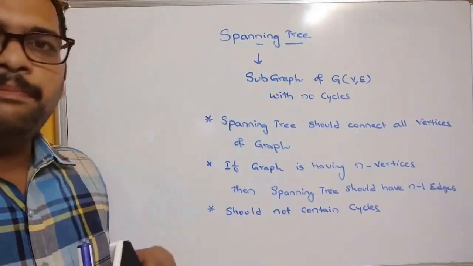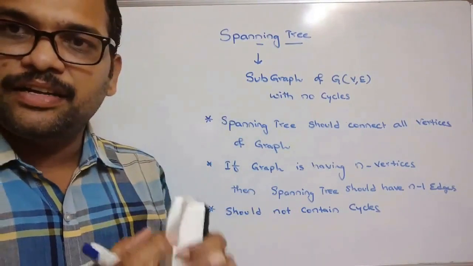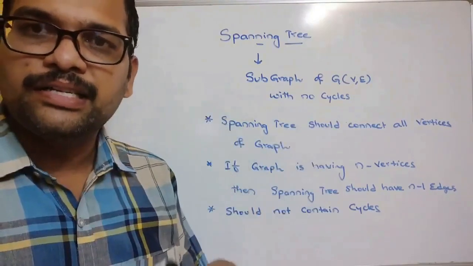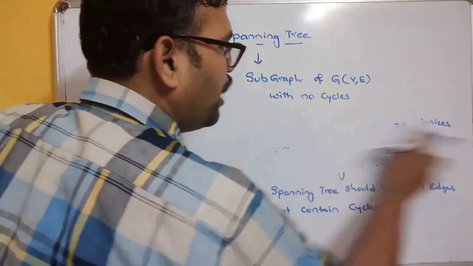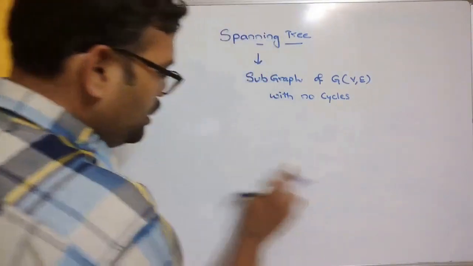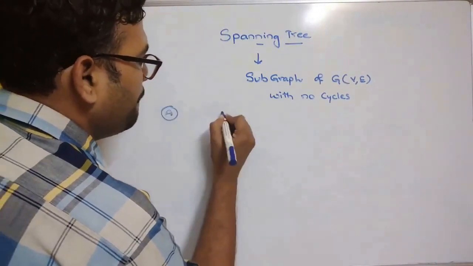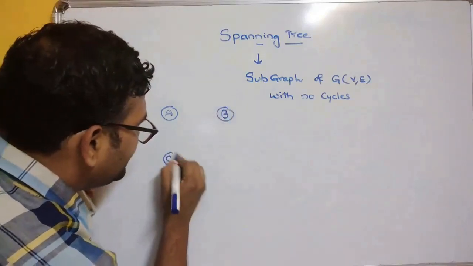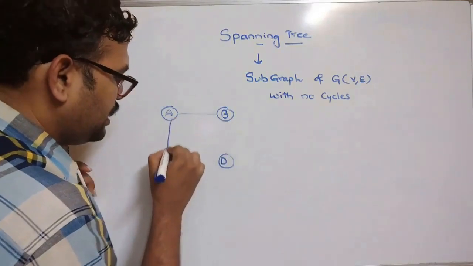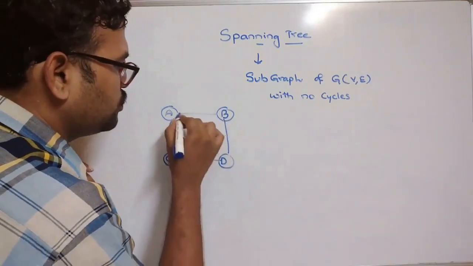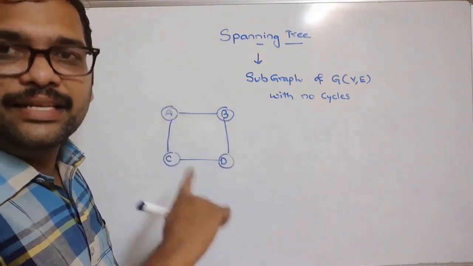So let us take one example, and we'll see how to construct the spanning trees. First we'll consider the graph, and then we'll construct the spanning trees from that particular graph. We have to follow all the rules, right? So let us take an example with 4 nodes: A, B, C and D. These are the 4 nodes, and this is a connection between all these nodes. So this is a graph, okay? So edges, vertices and cycles, right?